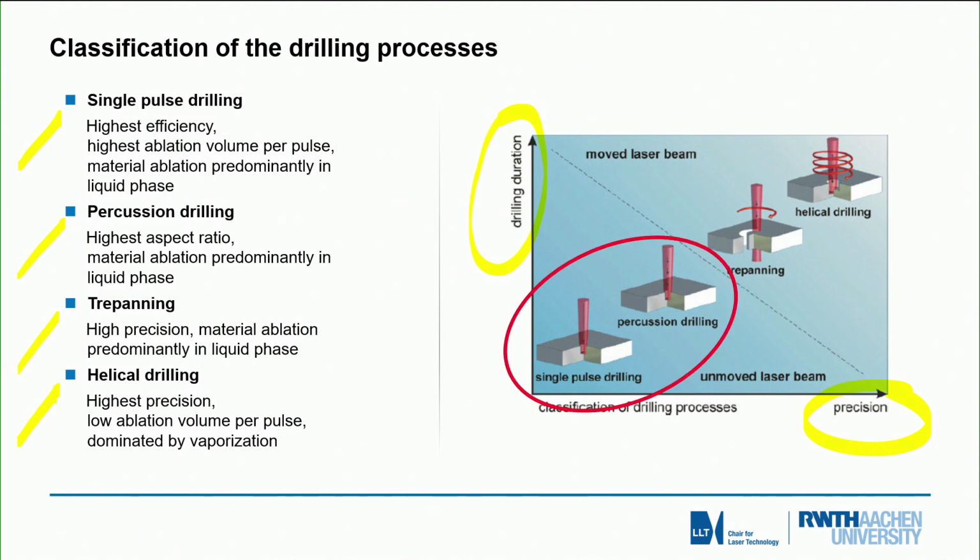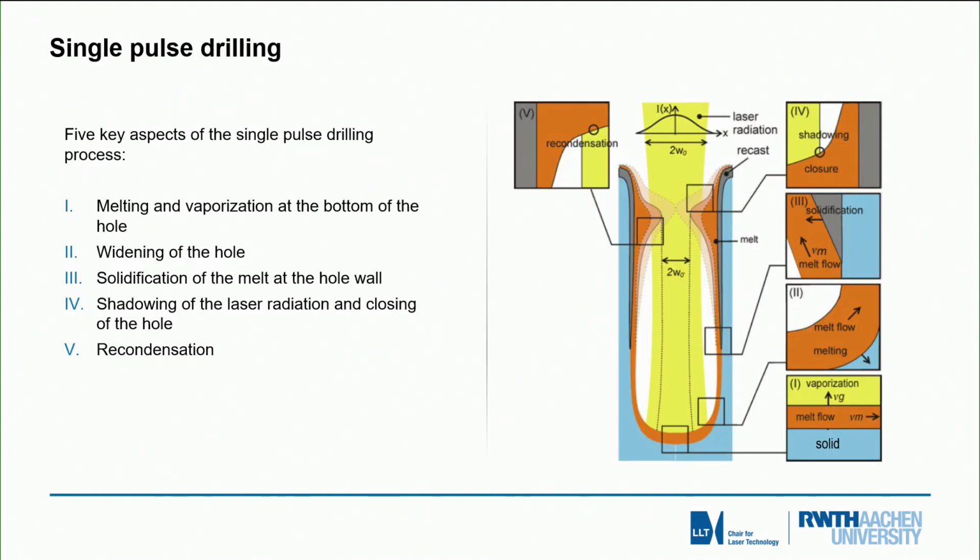I will start with the first two, single pulse drilling and percussion drilling. So in single pulse drilling, we have melting and vaporization at the bottom of the hole. We will have solidification of the melt at the hole wall. And of course, with increasing depth, there will be higher adhesion at the upper parts when the melt has cooled down already, so it will more likely adhere in the area of the exit of the hole.